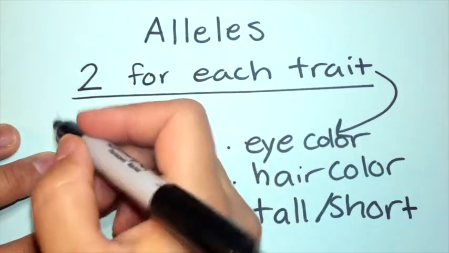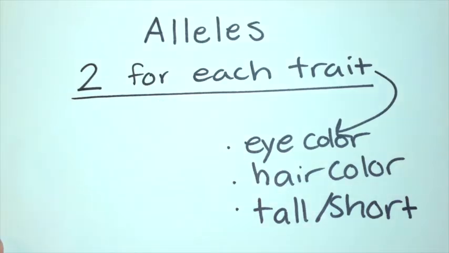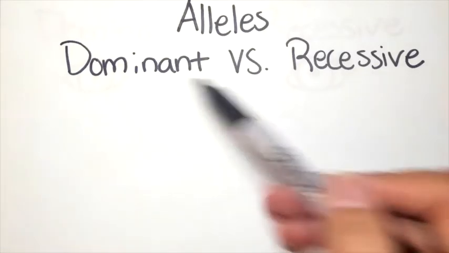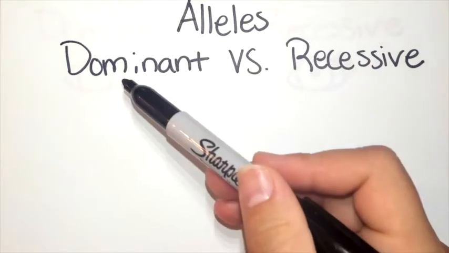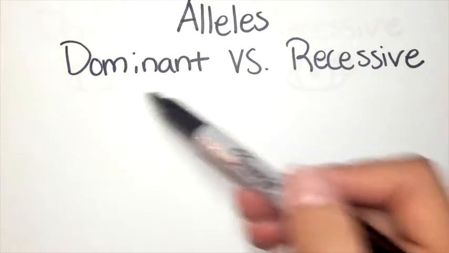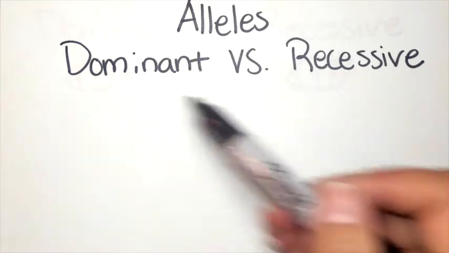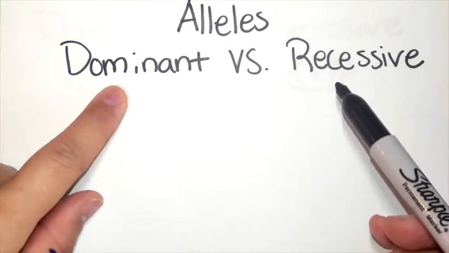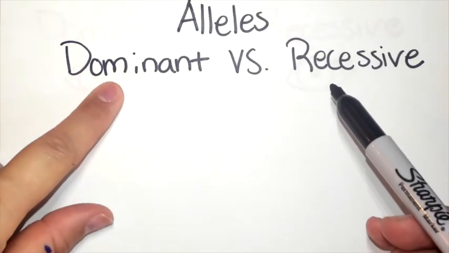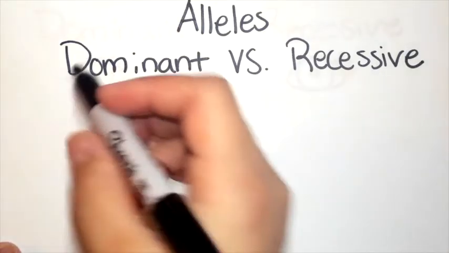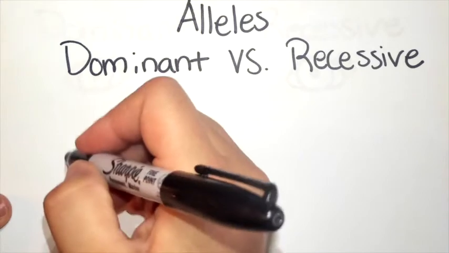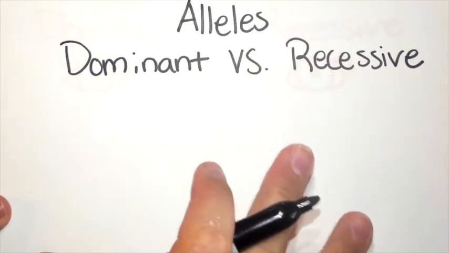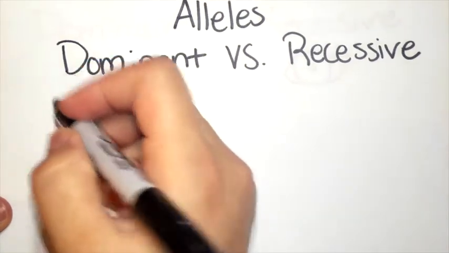Each trait has 2 alleles. And so we're going to learn those 2 types of alleles are dominant versus recessive. Dominant, I like to think, as they dominate over the recessive. So when they're paired together, if you have a dominant and a recessive allele paired up, the dominant will always win.